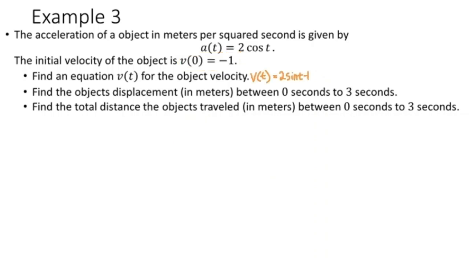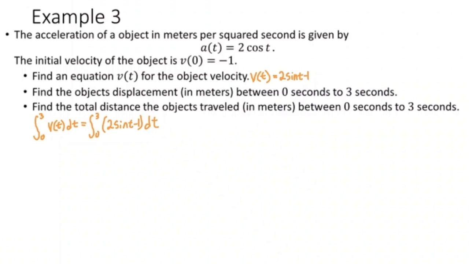Next, we're going to find the object's displacement in meters between the time of 0 seconds and 3 seconds. Recall that the object's displacement will be the integral over our time interval, which here is the interval 0 to 3, of velocity. In the last step, we figured out what our velocity function was, so our displacement will be the integral from 0 to 3 of 2 sine t minus 1.